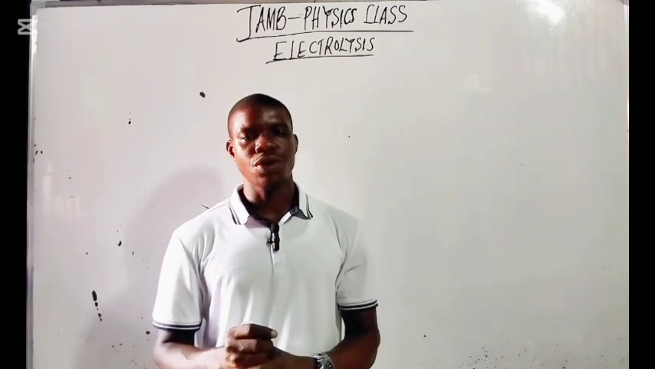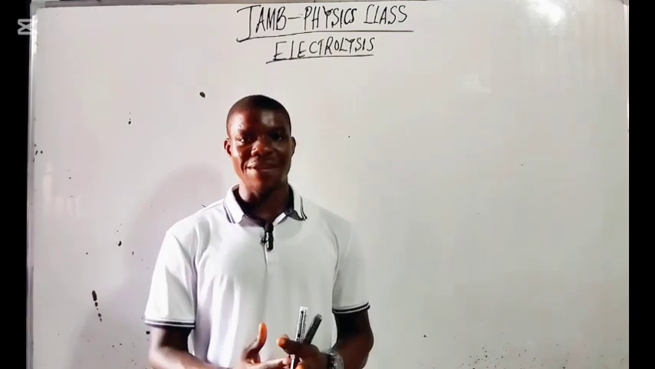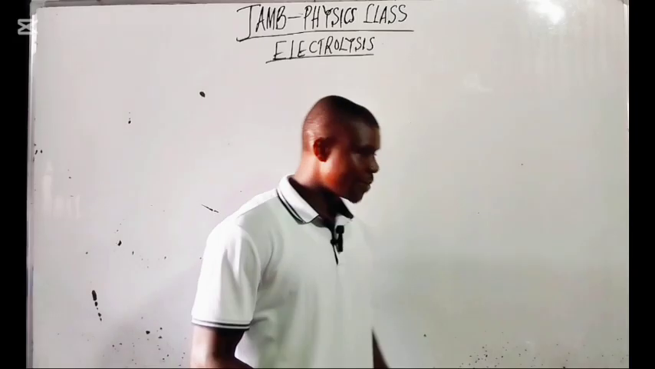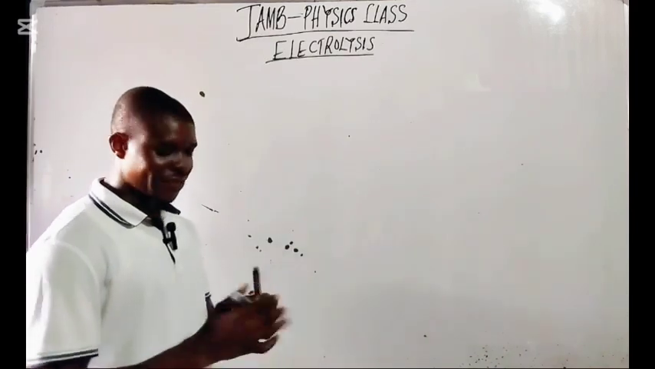The next one I want to look at is Faraday's first law of electrolysis. What is Faraday's first law of electrolysis? Please pay close attention here. Faraday's first law of electrolysis states that the mass m of a substance liberated or deposited during electrolysis is directly proportional to the quantity of electricity Q that passes through the electrolyte. Do you understand?